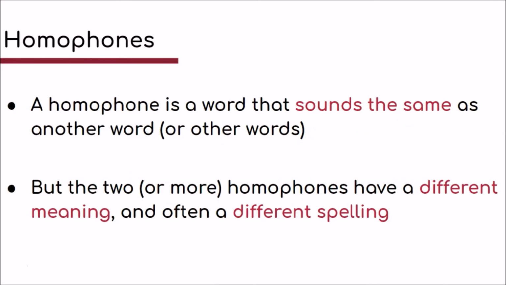What is a homophone? A homophone is a word that sounds the same as another word or other words, but, and this is important, the two or more homophones have a different meaning and often a different spelling. And if you find it a little bit difficult to remember the term homophone and its meaning, you can just think homo, the same, and phones, sounds, so same sounding words. Let's have a look at some examples.